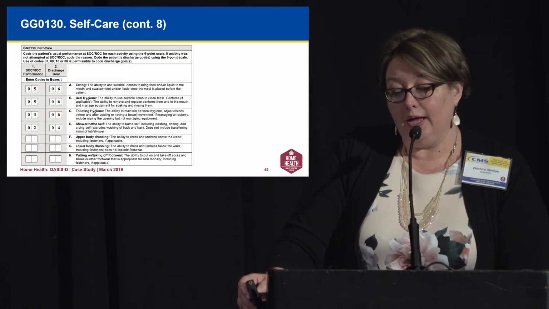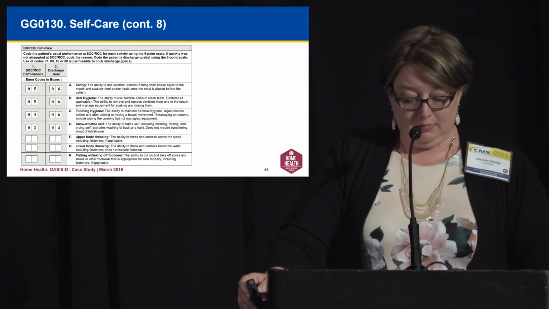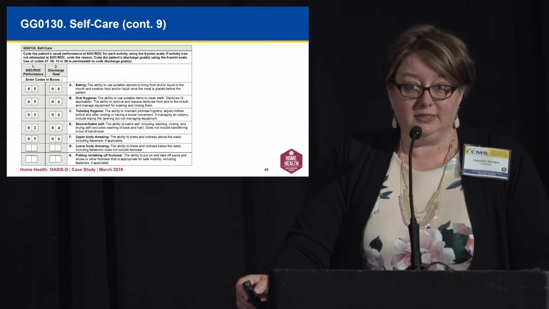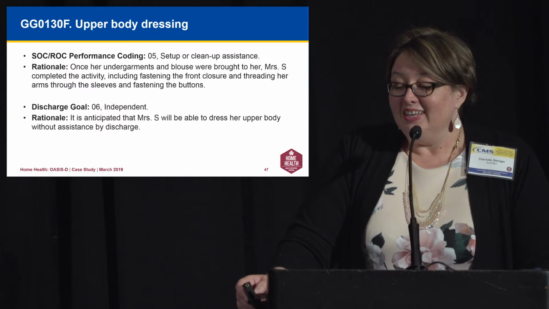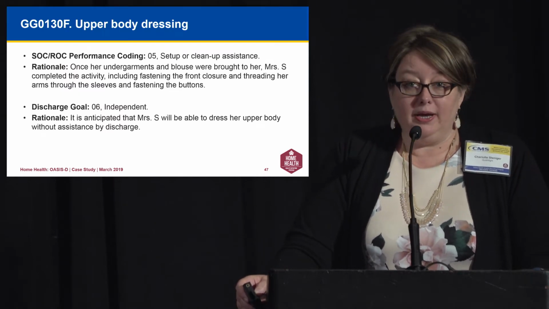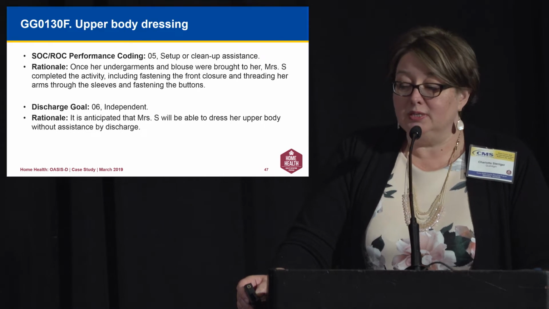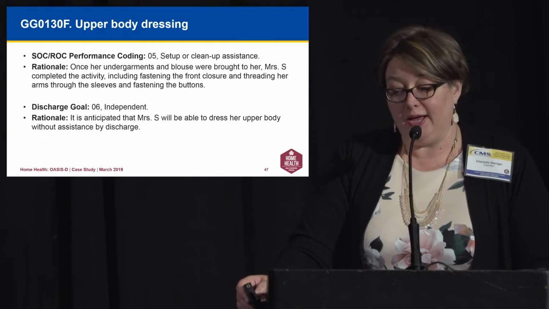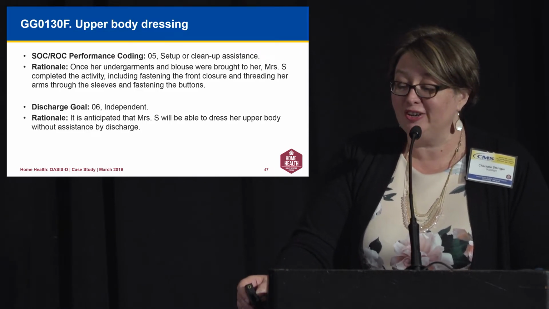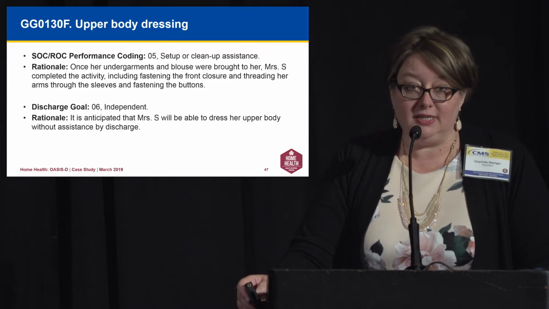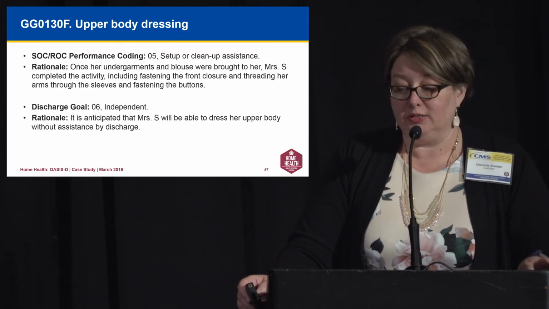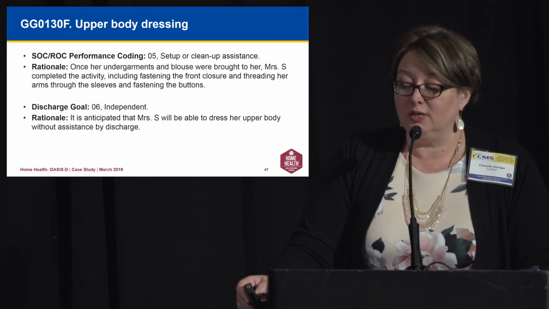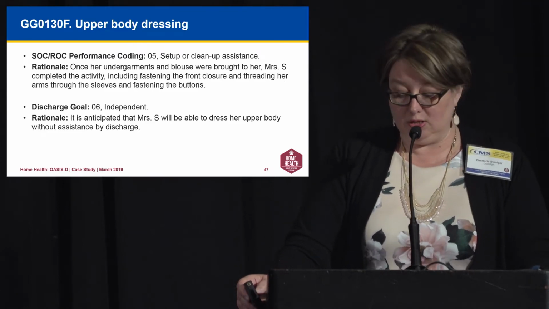So now let's take a look at upper body dressing. And those answers are 0.5 and 0.6, okay? So for the start of care, we're going to be coding it as 0.5 setup or cleanup assistance, as once her undergarments and blouse were brought to her, Mrs. S completed the activity including fastening the front closure and threading her arms through the sleeves and fastening the buttons. Okay, so again, once it was brought to her. And the discharge goal was independent, as it is anticipated that Mrs. S will be able to dress her upper body without assistance by discharge.